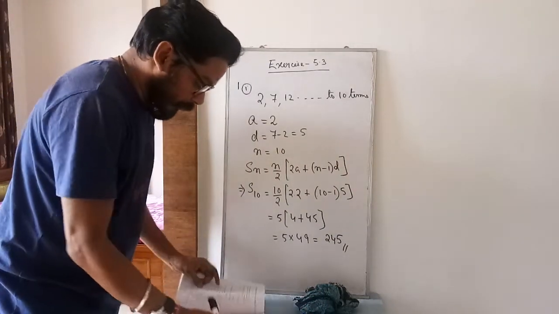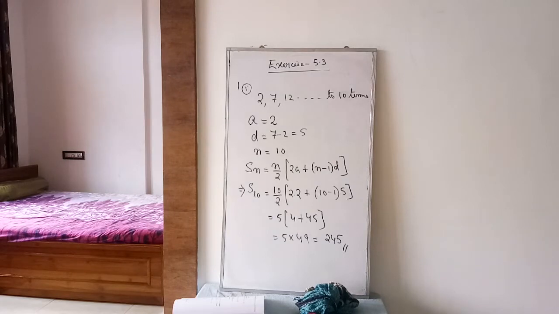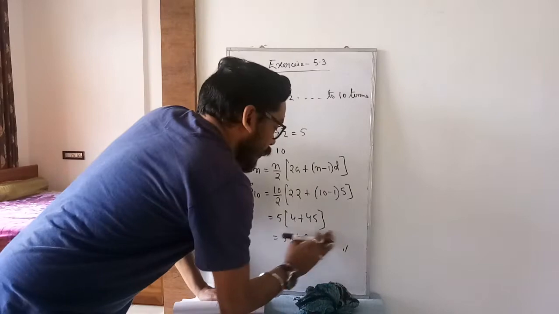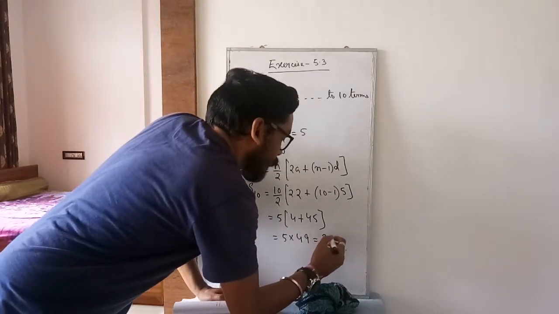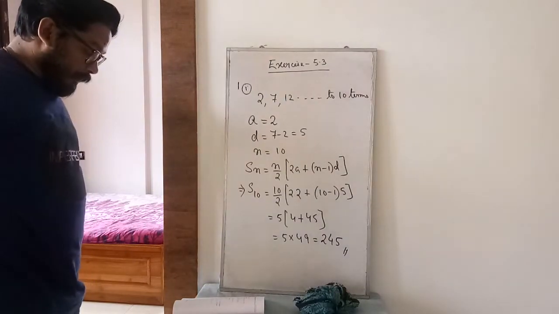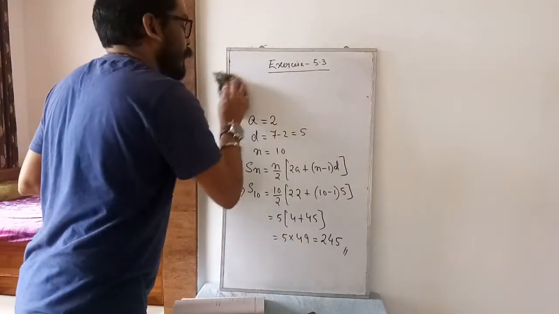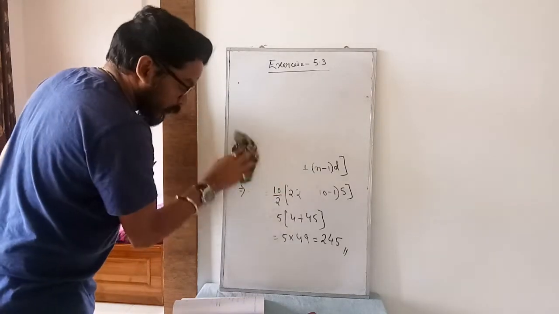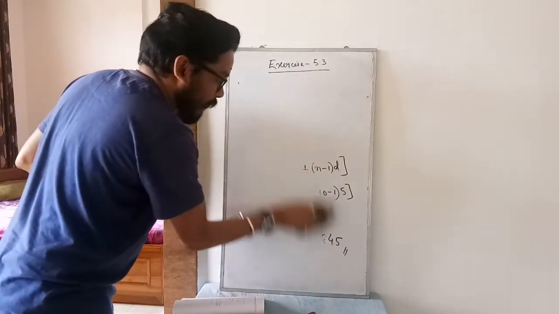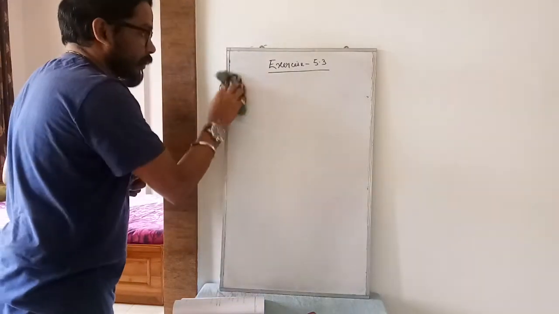Okay, clear? So it is 245. Clear? Now Roman number 4. So 1 Roman 4, what did they say? 1 by 15, 1 by 12 and 1 by 10 to 11 terms.